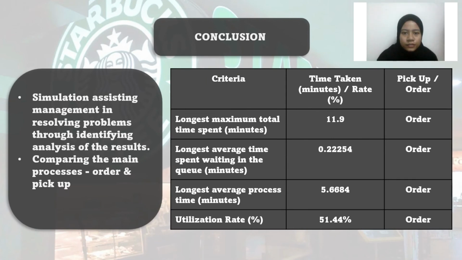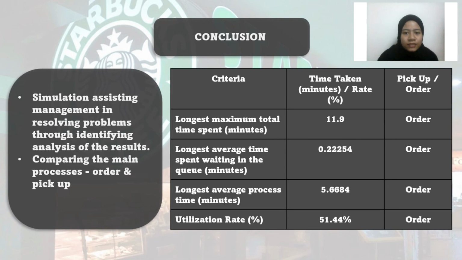Lastly is the conclusion. Simulation assists management in resolving problems through identifying and analyzing the results by comparing the main processes, which are the order process and pickup order process. It is based on four criteria. Firstly, for the maximum total time spent, we can see that the order process has the largest value, which is 11.9 minutes of customer spend.